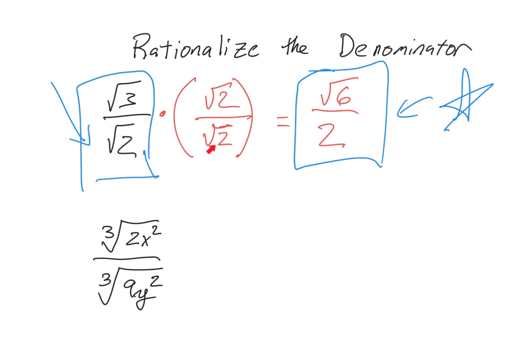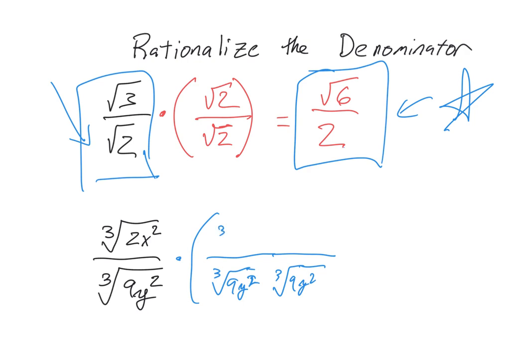Well, in a square root, we just multiply it by itself once, so then I have 2 of them. In order to get rid of a cube root, I have to multiply it by itself 3 times. So now, when I multiply it by this number 1, I'm going to multiply it by the cube root of 9y squared and another cube root of 9y squared. So that way I'll have 3 of them. In the top, I'm going to have the cube root of 9y squared. I'm going to have another cube root of 9y squared.